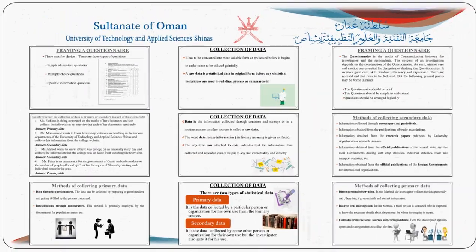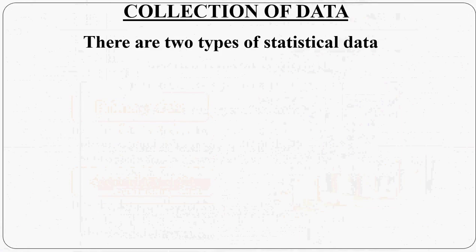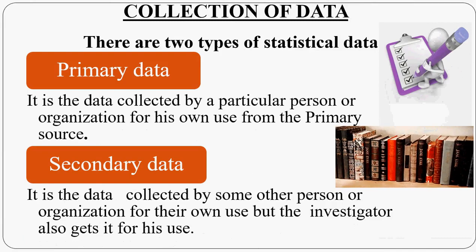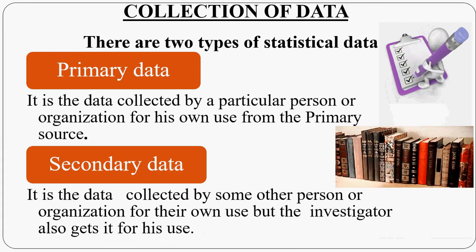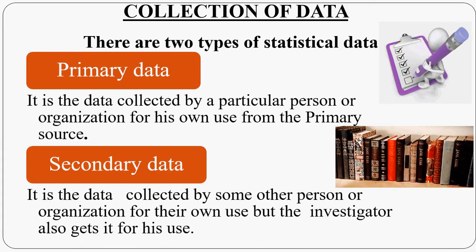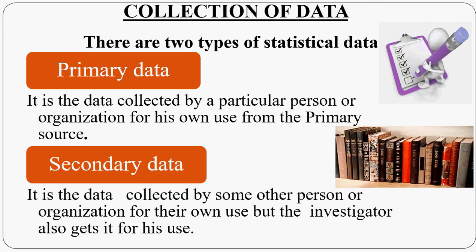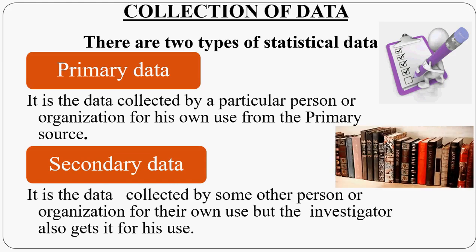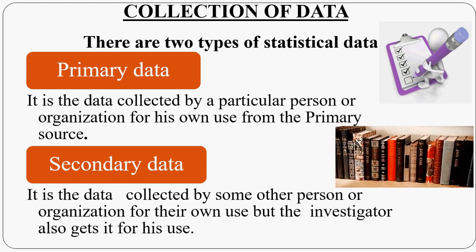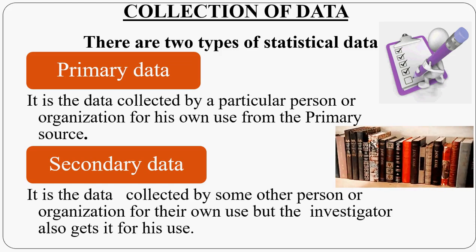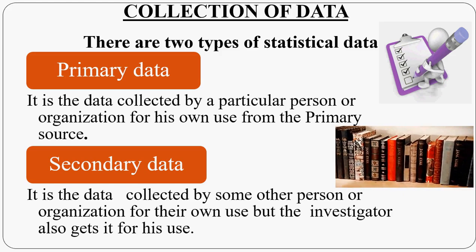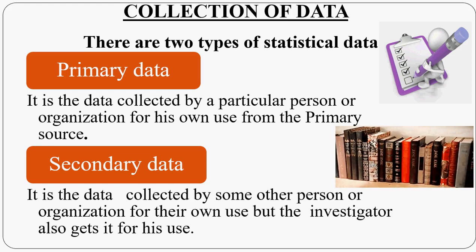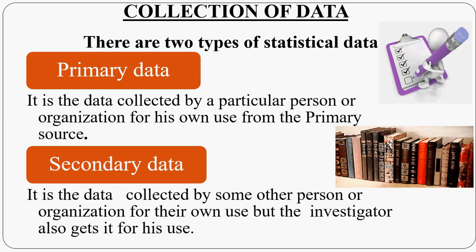Now let us understand the various sources of data. There are two types of statistical data. One is primary data and number two is secondary data. Primary data is the data collected by a particular person or organization for their own use from the primary source. So it can also be called fresh data which is collected. Secondary data is the data collected by some other person or organization for their own use, but the investigator also gets it for his use.